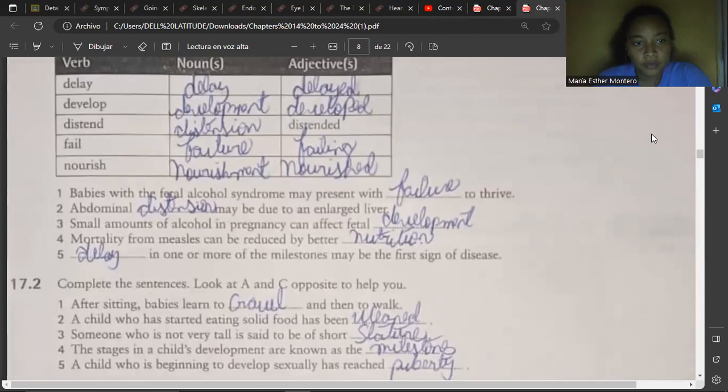One baby with fetal alcohol syndrome may present with failure to thrive. Abdominal distension may be due to an enlarged liver. Small amounts of alcohol in pregnancy can affect fetal development. Mortality from measles can be reduced by better nutrition. Delay in one or more milestones may be the first sign of disease.